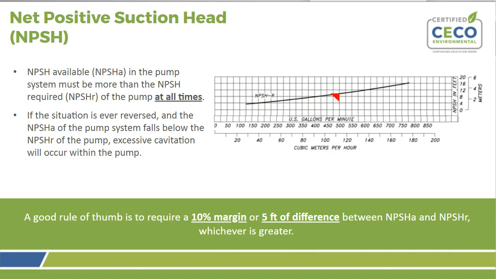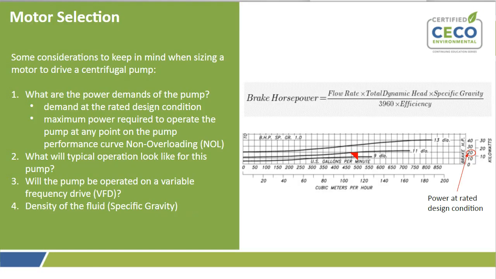Sure, no problem. So NPSH, the biggest thing that you need about NPSH is that the NPSH available in your system has to be higher than the NPSHR. That's the main thing. The NPSH is shown on the curve, and again, at 500 gallons per minute, we can see what our required NPSH is. So if that reverses, then you're going to have cavitation, which is bad.